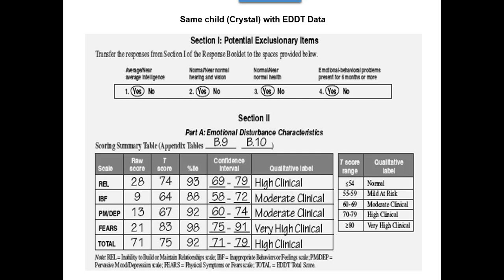On the right-hand side, it shows you the risk levels, and we're seeing that her relationship with others is highly clinically significant. Overall, highly clinically significant in all areas, very high for fears. So far, she's indicating really a lot of emotional problems.